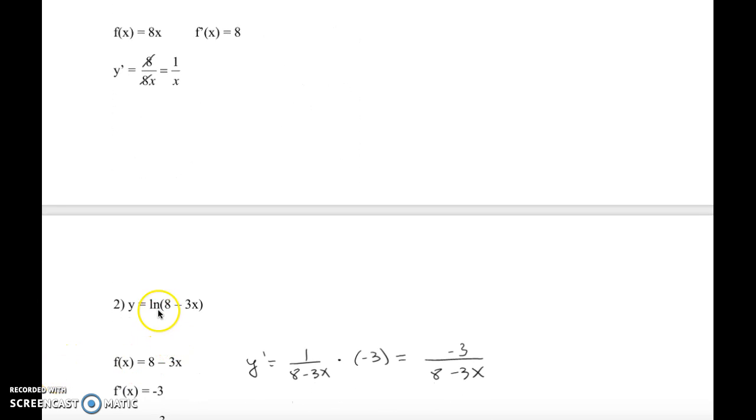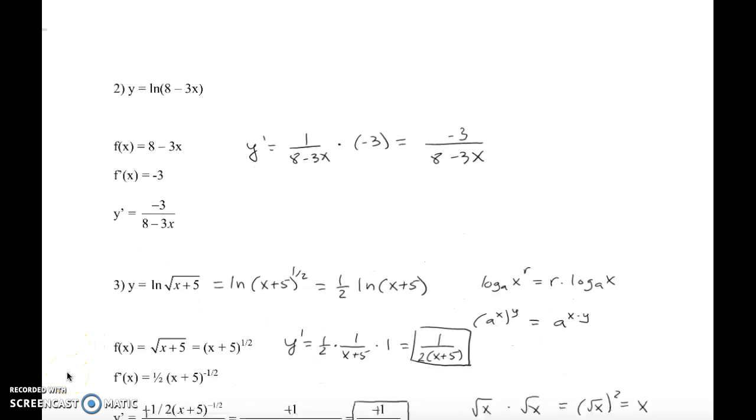If we have y is equal to ln of 8 minus 3x, now we have something that's not just a number in front of our ln. And so we're going to consider our inside function to be 8 minus 3x. And if we go ahead and take the derivative of that, our derivative of our inside function is going to be negative 3. And so therefore, we have 1 divided by our value, 8 minus 3x, times the derivative of the inside of that function, which is just negative 3. And therefore, we get negative 3 divided by 8 minus 3x.